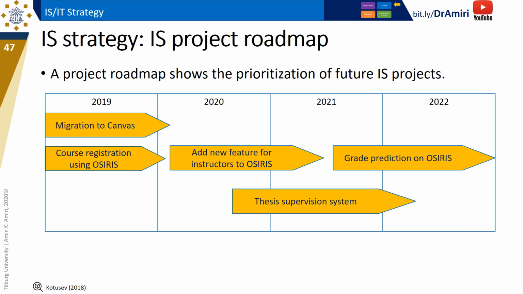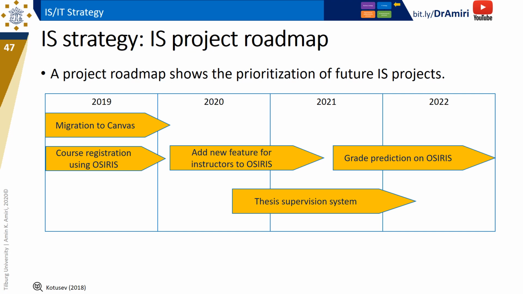A project roadmap shows the prioritization of future IS projects. You see here an imaginary example of a project roadmap for Tilburg University. We can see here that in 2019, we migrated to Canvas as the learning management system from Blackboard, another learning management system. We also migrated to Osiris as the course registration system from the Blackboard course registration system.